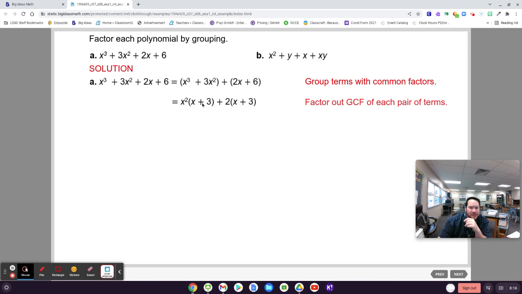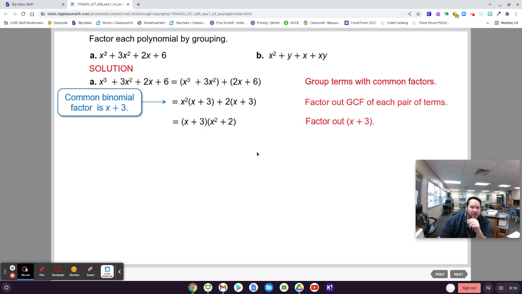And notice you're left with an x plus 3 in each of these parentheses, which means each of these has a common x plus 3. So that'll be one of your factors. This is x plus 3. And then what you're multiplying by, this x squared plus 2, will be your other factor. So that right there is factoring by grouping. There we go. And then after you do that, if either of these factors can still be factored more, then you would keep factoring each of those factors.